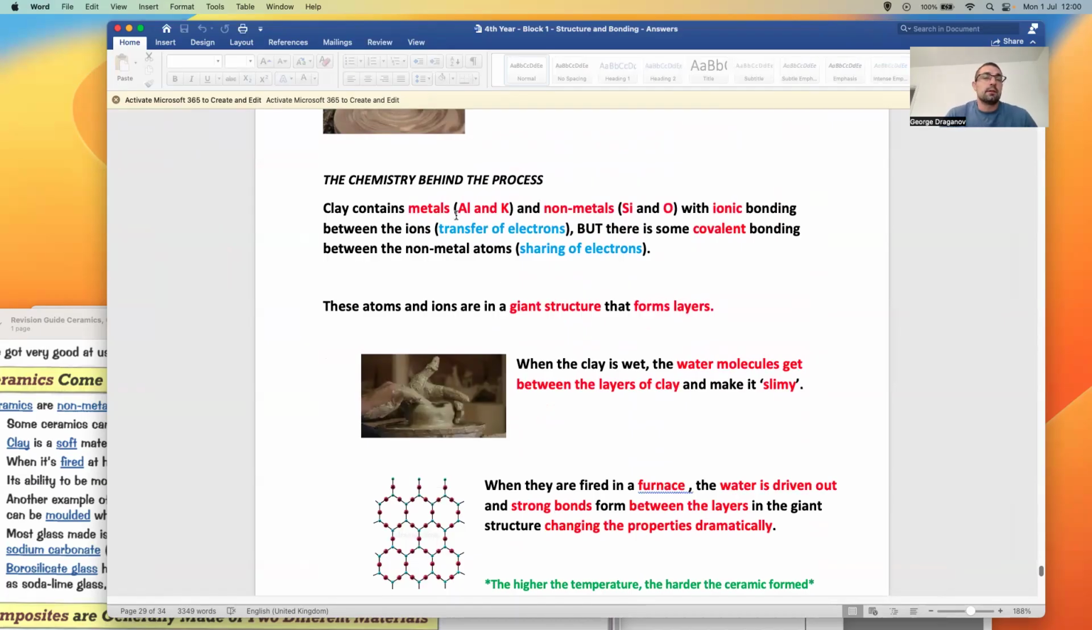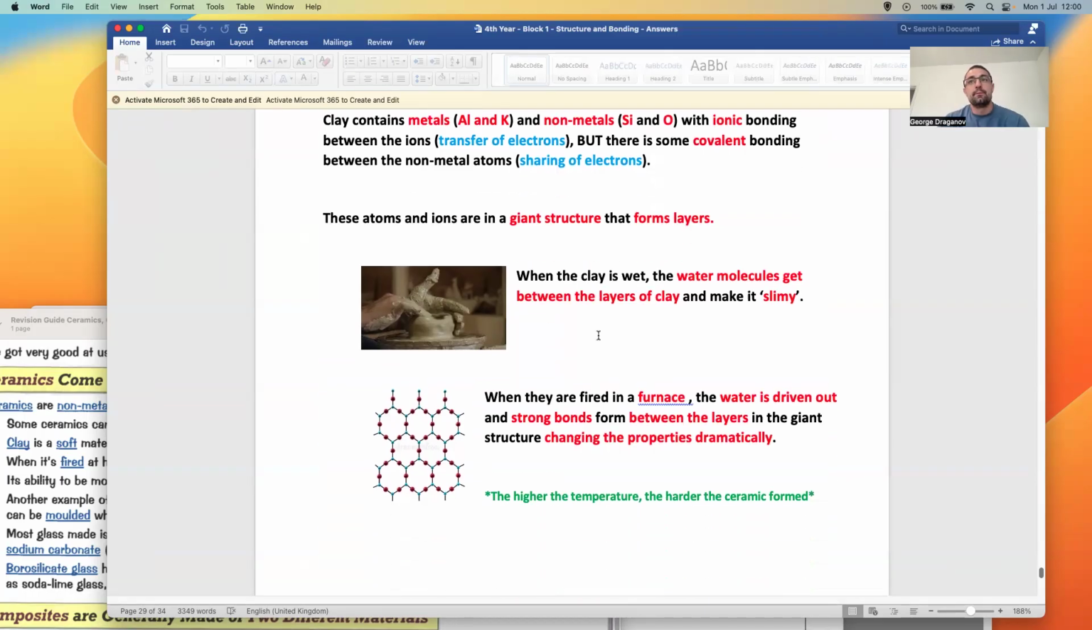Now, clay can contain aluminium and potassium, and it contains silicon and oxygen, which are non-metals. There is some covalent bonding between the non-metals, and some ionic bonding between the ions. They normally form giant structures with layers. When the clay is wet, water molecules go between the layers, and it makes it slimy, so you can shape it as it's spinning.